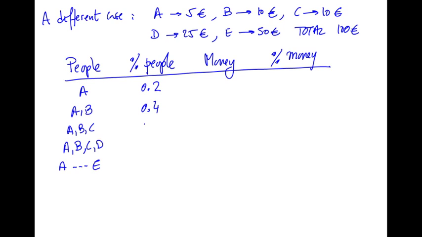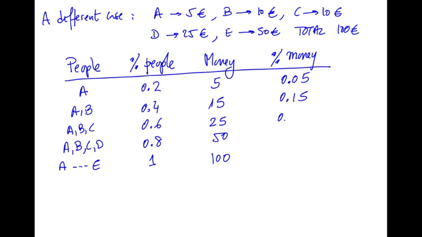This does not change as we have kept the same number of people. But the money, here we have 5 euros for Alice. Alice and Bob have together 15 euros. If we add Carol's, then we have 25, and 25 of Dave makes 50, and total 100. In percentage, it's 0.05, 0.15, 0.25, 0.5, and 1. So now things are a little bit different, and we want to represent this in a line. We'll see how things are changed.